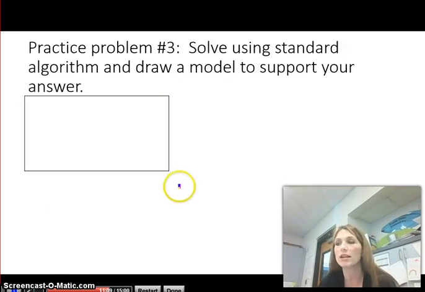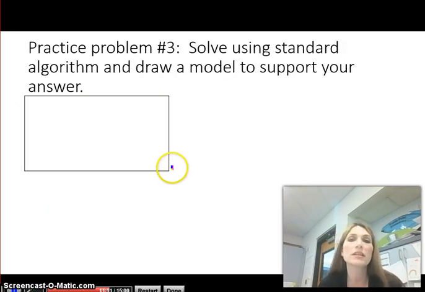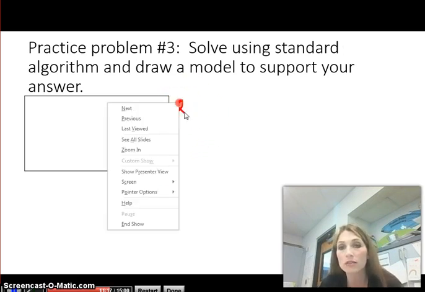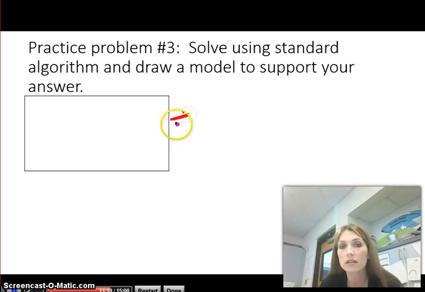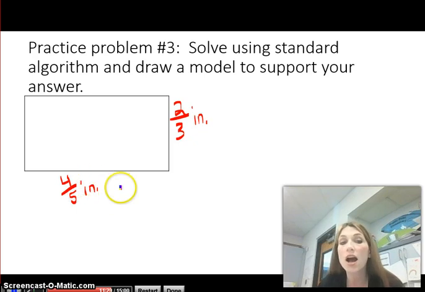Let's go ahead and look at practice 3. Practice problem 3, solve using standard algorithm and draw a model to support your answer. So this time I'm just going to write in and give you some dimensions. And that's 2/3 inches. And this is going to be 4/5. So go ahead and pause, use standard algorithm and the model to support your answer. Press play when you're ready to go over this with me.